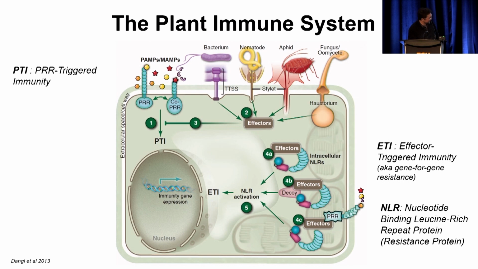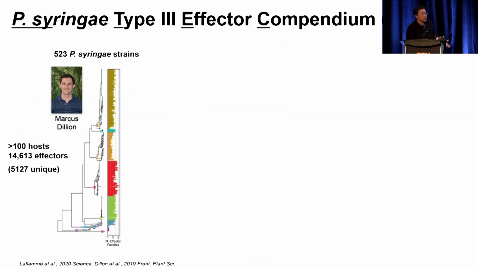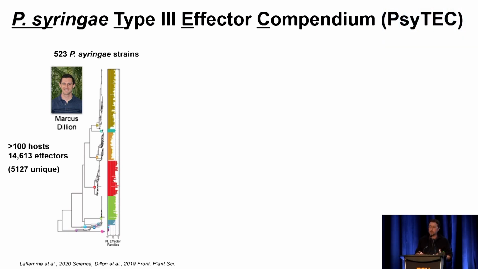All right. So the real question was, to what extent does effector-triggered immunity, gene-for-gene resistance, protect a plant host against all the effector diversity that's found in a pathogen, and in our case was Pseudomonas syringae. So in order to do this, we wanted to identify all the effectors that we could in Pseudomonas syringae, and we're lucky because effectors in Pseudomonas syringae have been very well characterized.